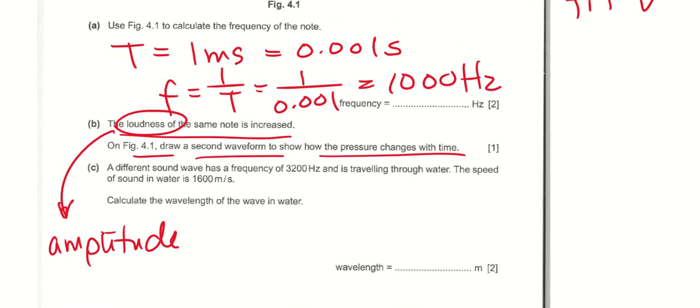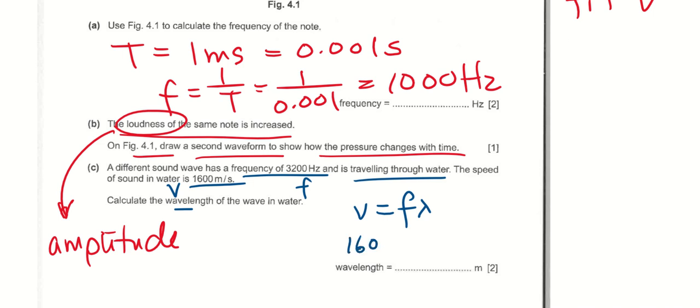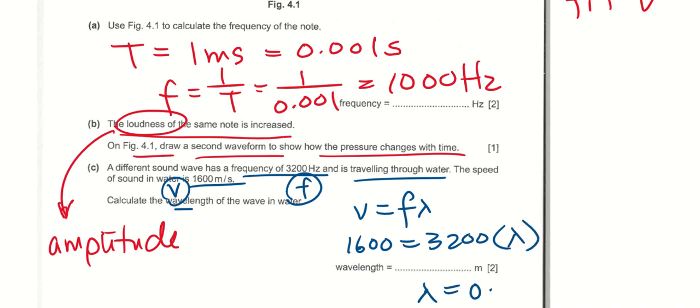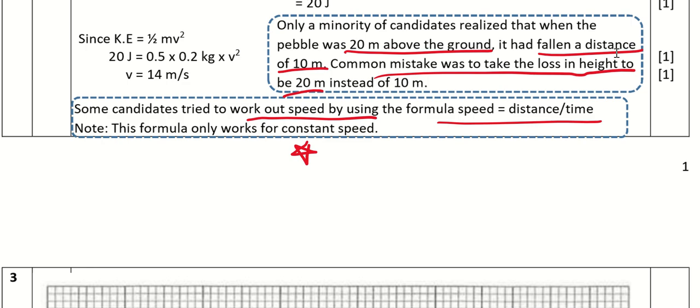Now, a different sound wave has a frequency of 3200 Hz. Annotate, this is my F, and it's traveling through water. The speed of sound in water is 1600 meter per second. So this is my V. Calculate the wavelength. If you annotate and if you memorize the formula, these 2 marks should be very simple. Okay, I've seen a lot of students for consultation and a lot of them still don't annotate. I don't know why. Okay, when you annotate, you know who they are, then you can apply them into the formula. Okay, so my wavelength will be 0.50. Okay, my math is correct.